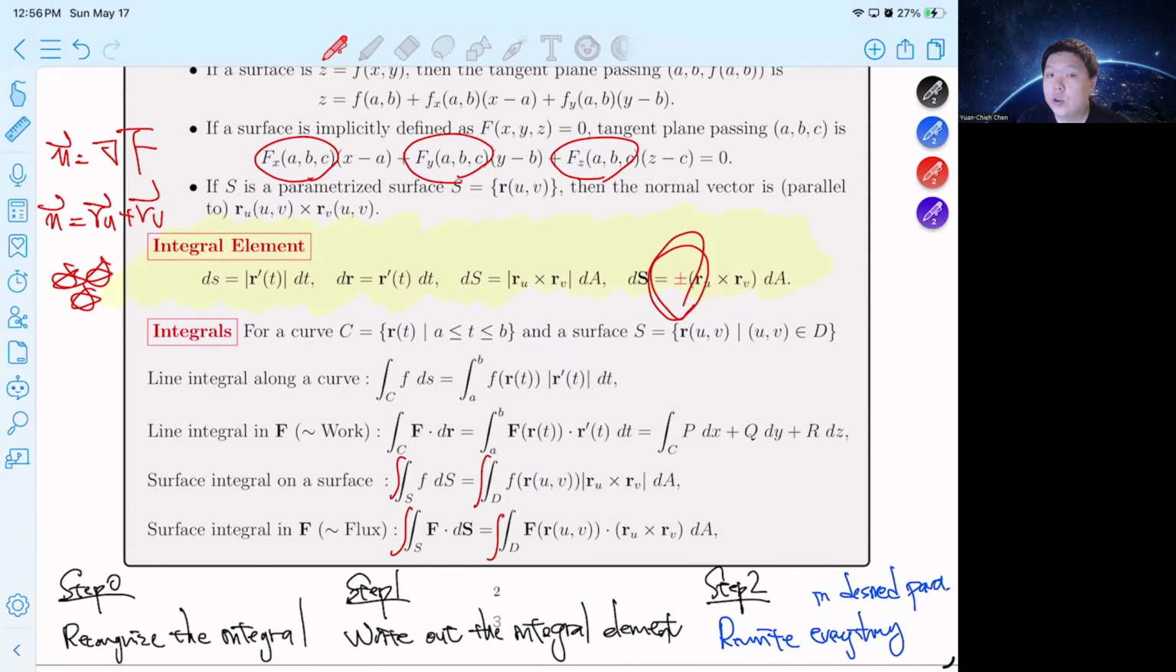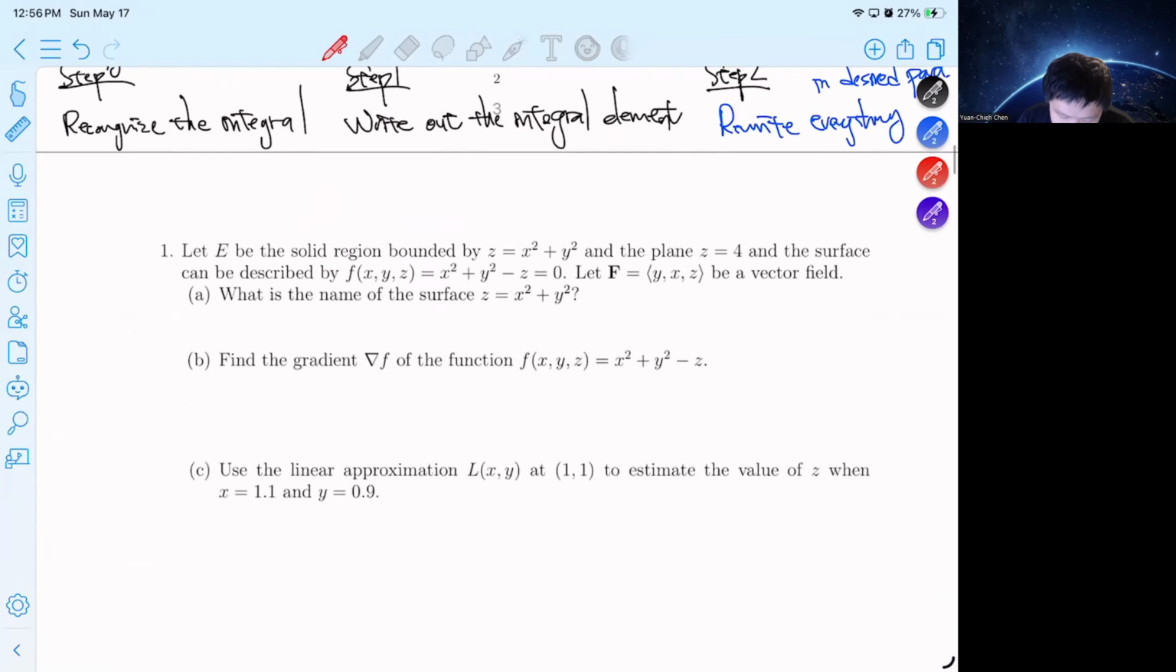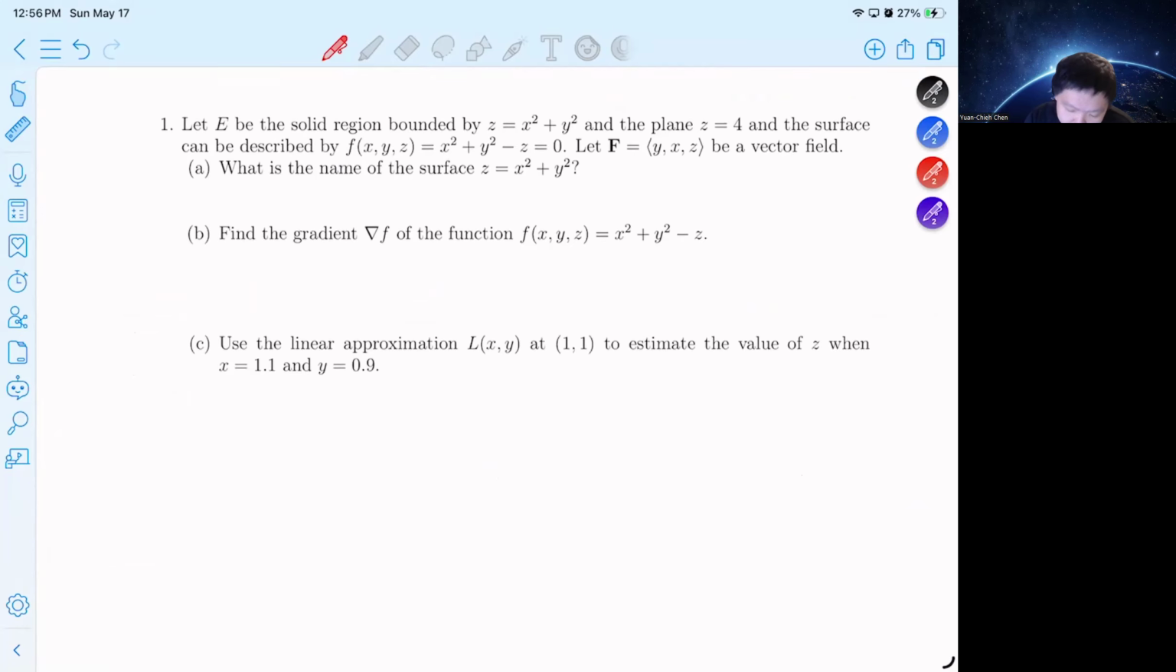Okay, so let's do the remaining problems. Let E be a solid region bounded by z equals x squared plus y squared, and so on. Part A: what is the name of this surface? I don't think you have to know the name. You don't have to memorize or match it one by one, but you have to know somehow what it looks like. This is actually a paraboloid. But the idea is that you have to know how to draw something like that.